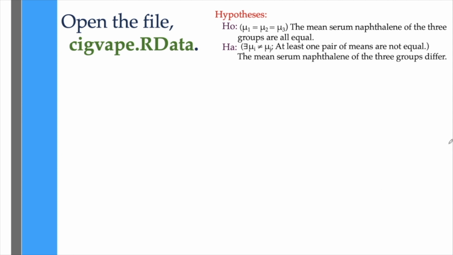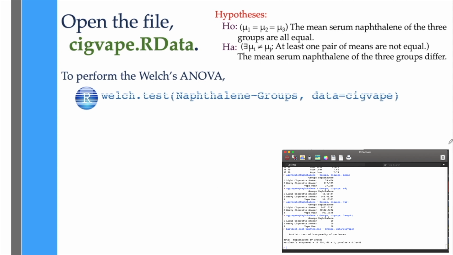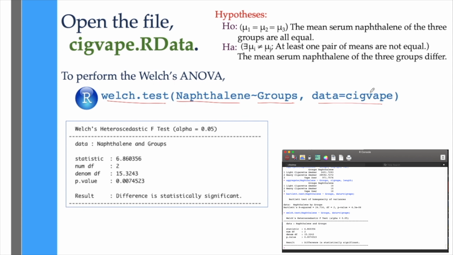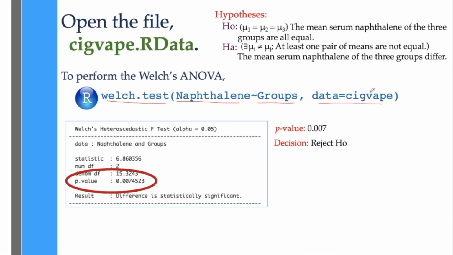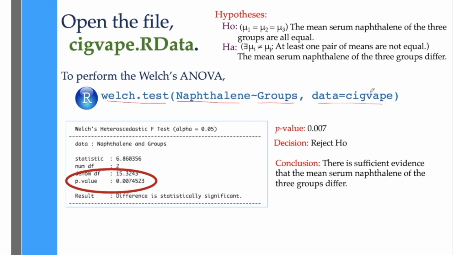So doing the Welch ANOVA here, we just have to type welch.test, and then the same format, naphthalene, tilde, groups, and then the data, which is sigvape. And we're going to have a p-value which is 0.007. Since that is less than 0.05, we're going to reject the null hypothesis and conclude that the mean serum naphthalene of the three groups differ.